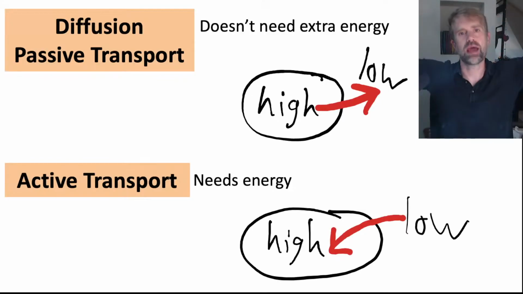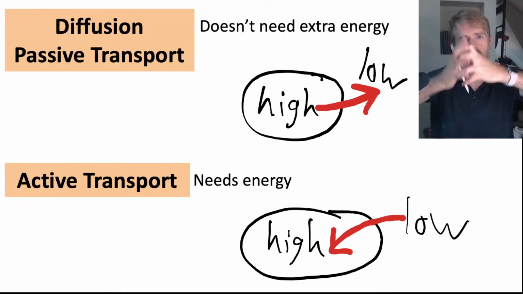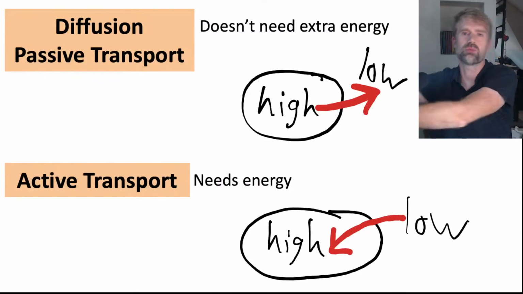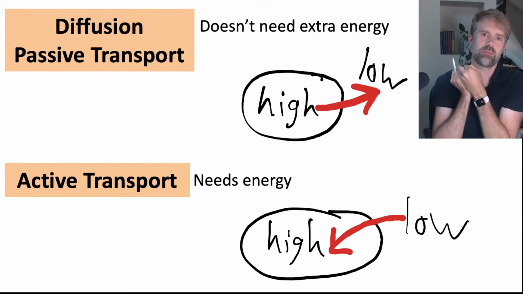And that's the point. Things spread out on their own. Passive transport doesn't need energy. Things do not collect on their own. They need energy. Things go from high to low concentration on their own to spread out. Things do not go from low to high. You've got to pump them.